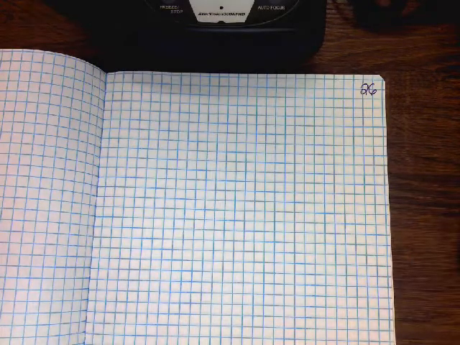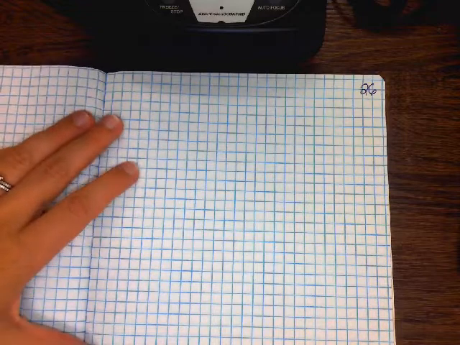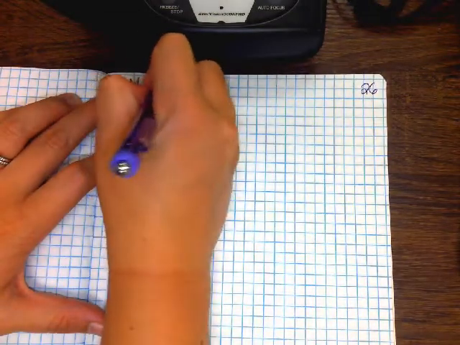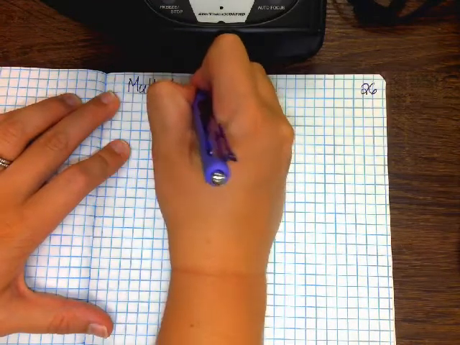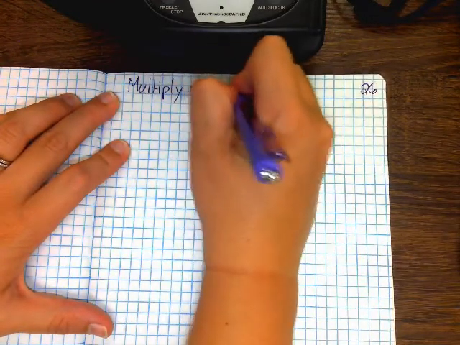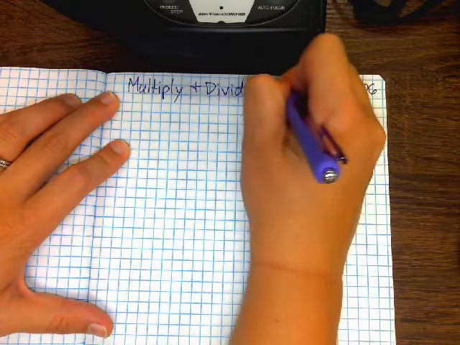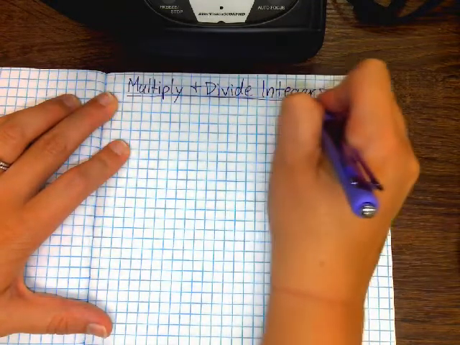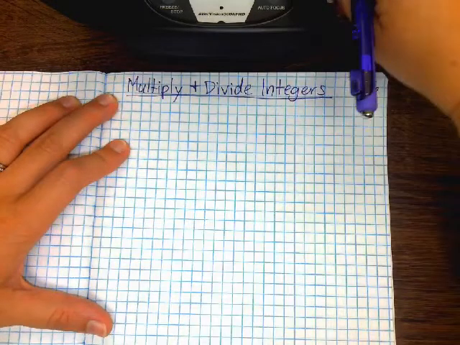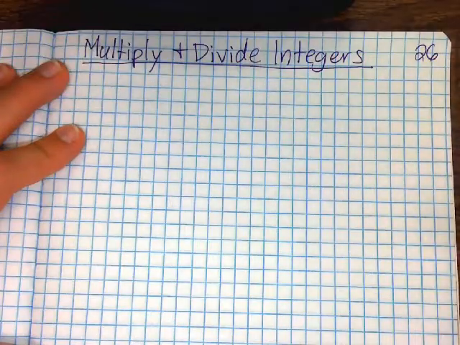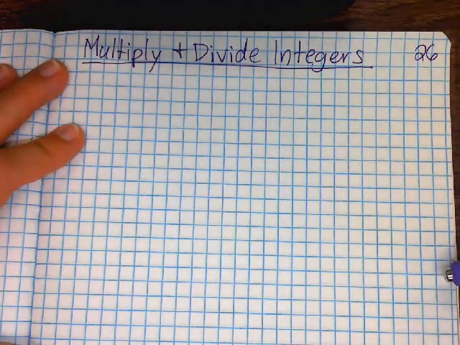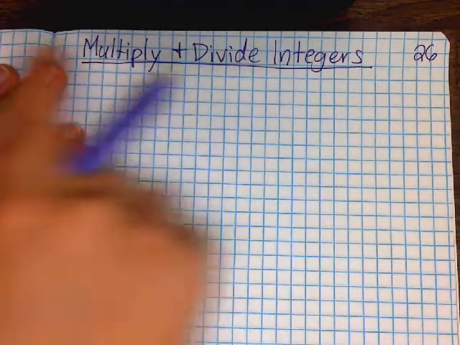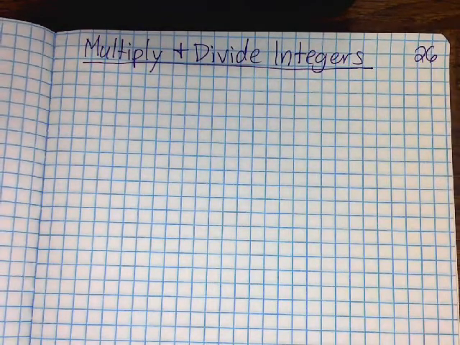We've already learned how to add and subtract integers. Today we are going to learn how to multiply and divide integers. Multiply and divide integers. My page numbers are page 25 and 26. Make sure that you enter in the table of contents on whatever 2 pages you have, and number and label the 2 pages here as well.